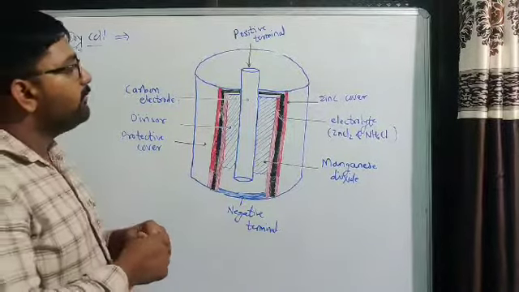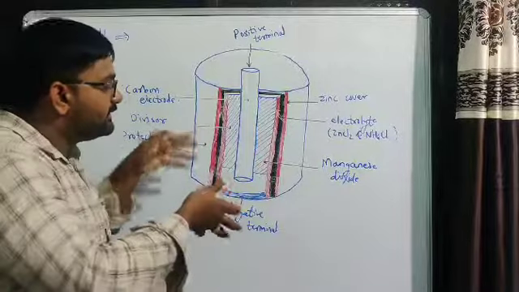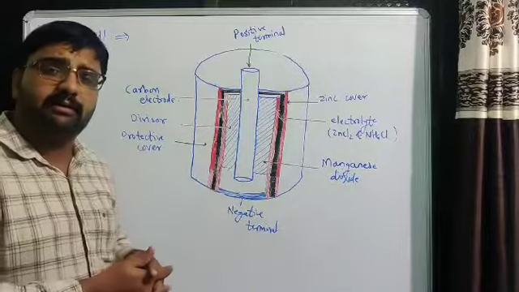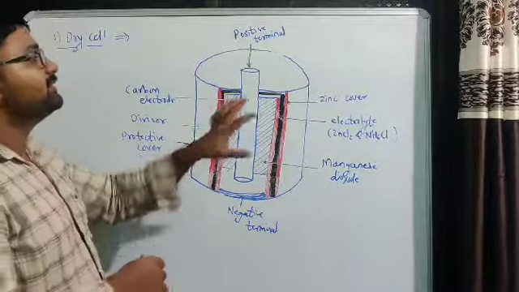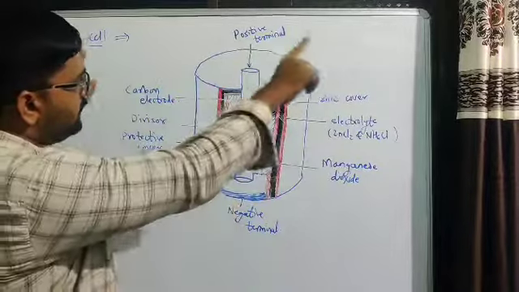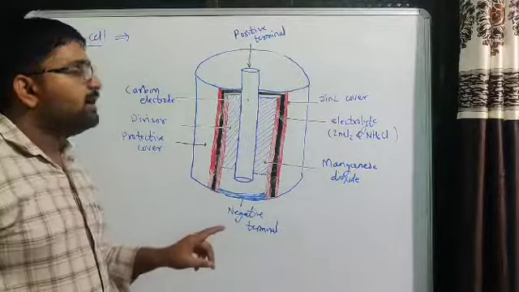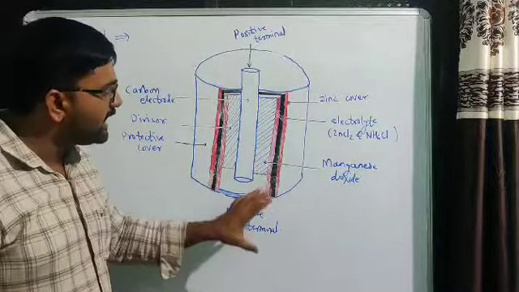If you have to move some devices, then we can easily connect these cells inside those devices, and we can move those devices anywhere. So that is the use of this dry cell. Just try to remember the different parts of this cell, and you also have to draw the diagram of the dry cell, because this diagram is asked many times in examinations.